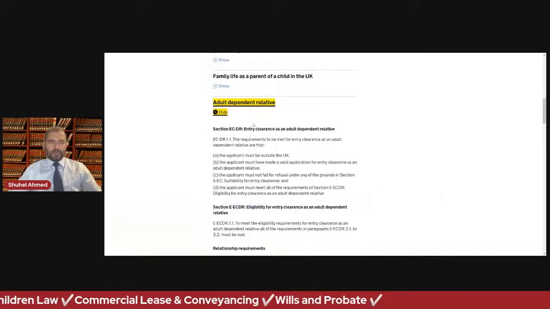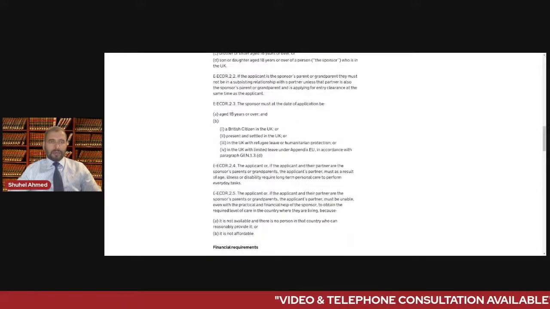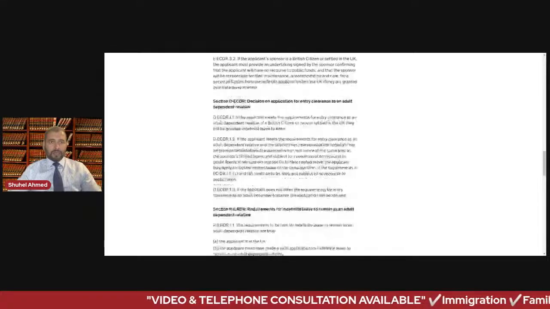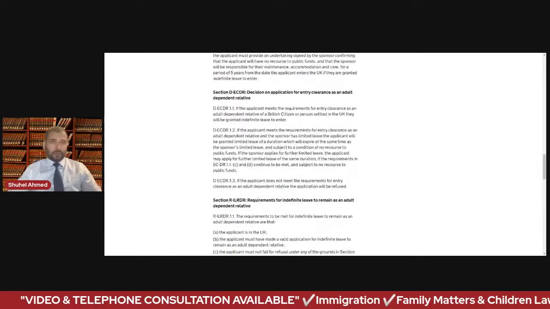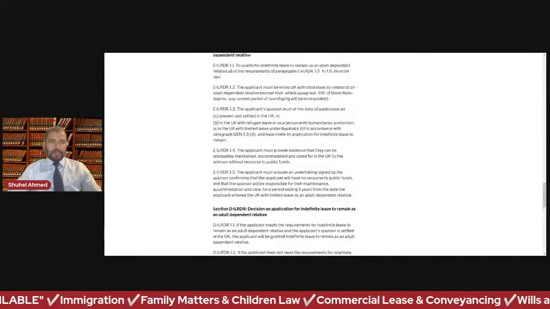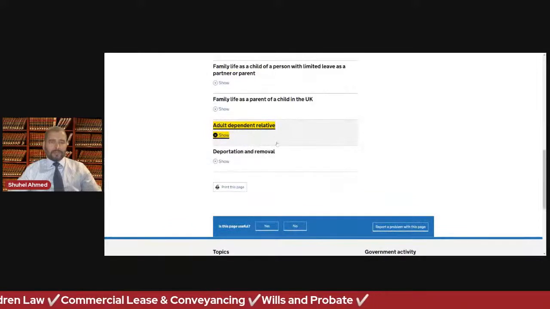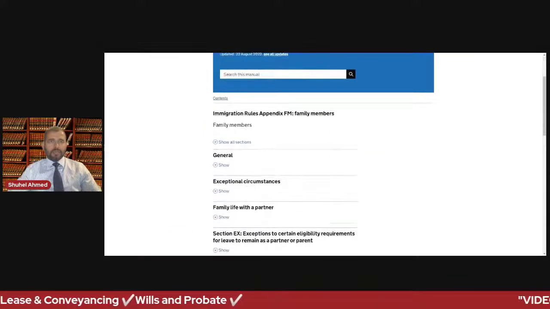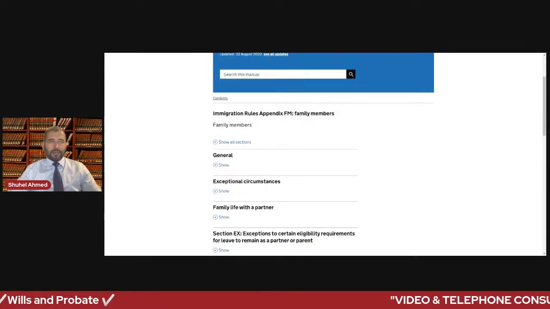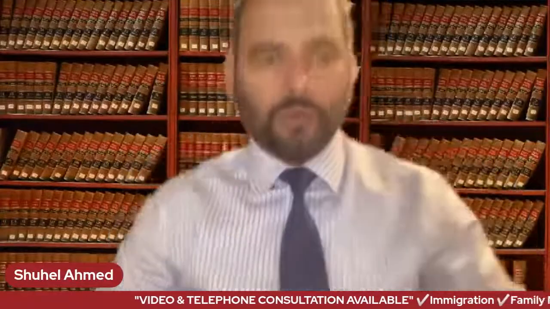Then adult relatives. Adult dependent relatives covers a very wide area of adult dependants. Mainly it is parents. So if your parents want to make an application, then they can also apply for fee waiver or NHS fee exemption. So these are the criteria under which they can make an application for fee waiver for leave to enter.